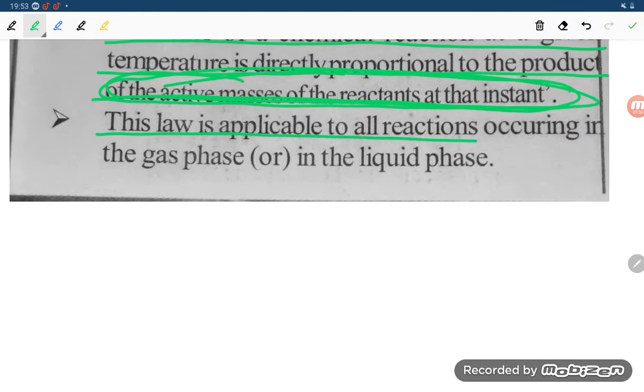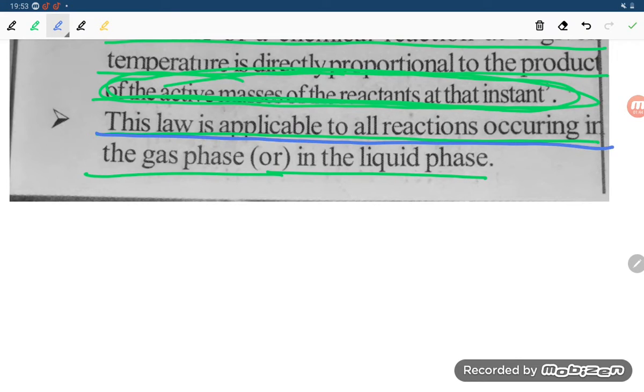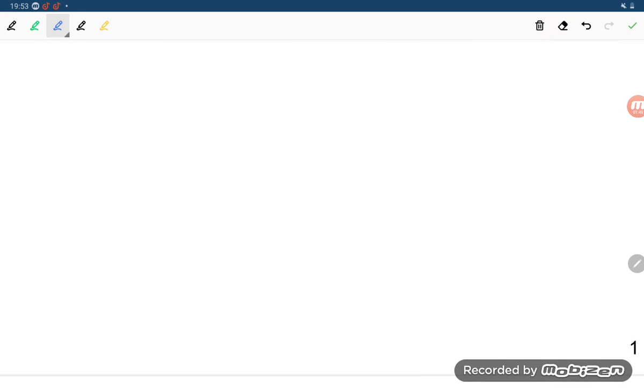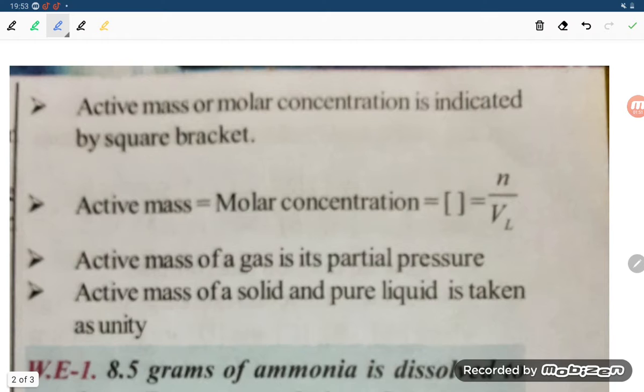This law is applicable to all reactions occurring in the gas phase or in the liquid phase, not in the solid phase.